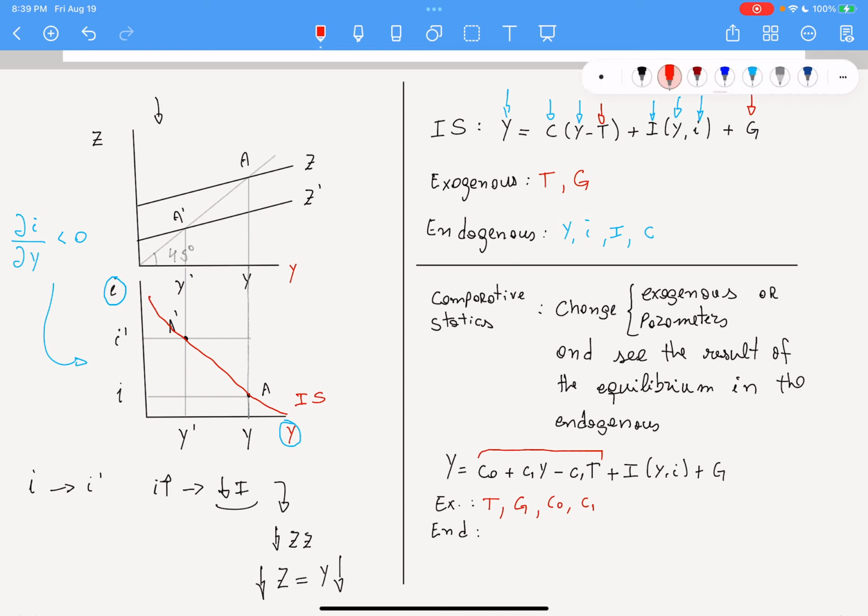And the endogenous ones are the same: the output, the interest rate, investment and government expenditures. Sorry, consumption. So those are the two possibilities of the IS curve. This one is also the IS, okay? This guy here is also the IS. The only difference is that I am using here the linear consumption function. Instead of having this C of y minus t, we have this C1y minus C1t plus C naught.